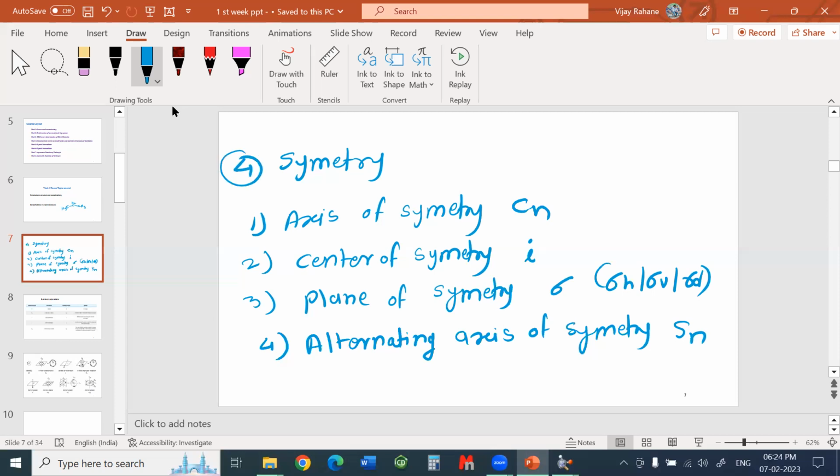Right? And among these four elements of symmetry, there are two different classes. Like this axis of symmetry, I will differentiate these in two different categories, in which there are the proper element of symmetry and the improper element of symmetry.